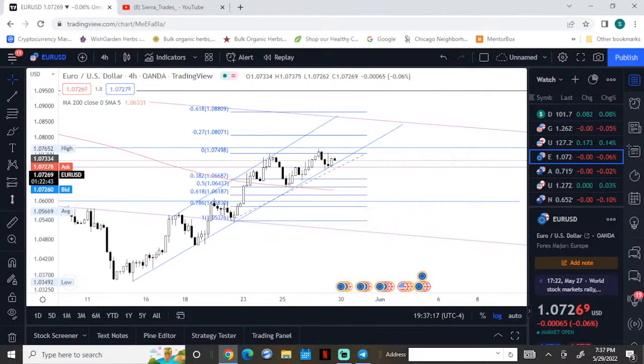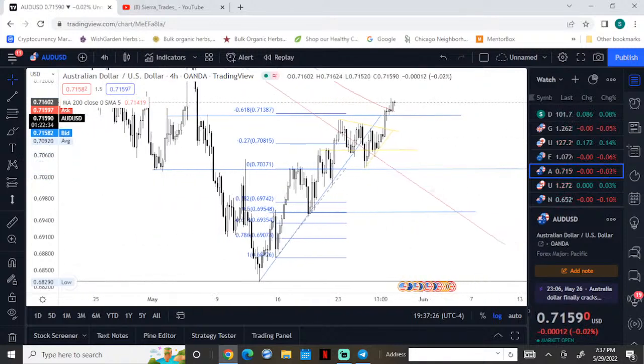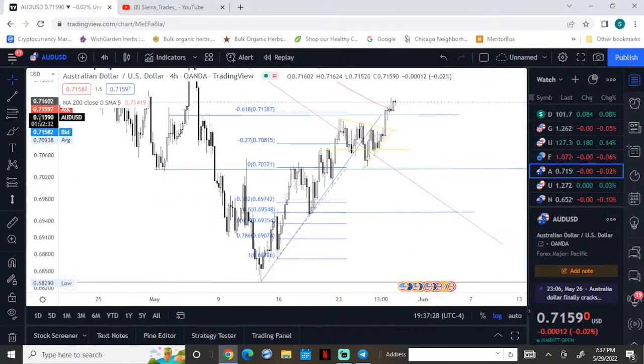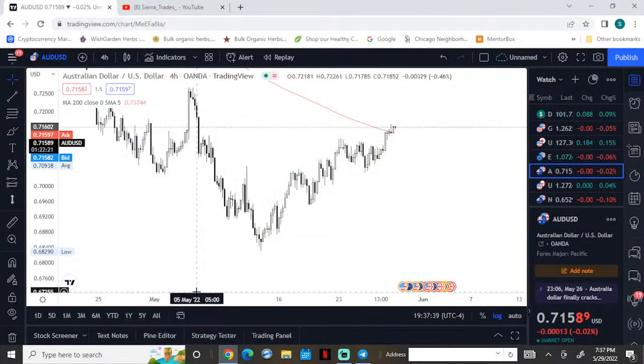But definitely looking for euro to follow the dollar. All right. AU. I did not trade AU this week, but it gave out some nice pips just like GU. I'm going to clear this chart.